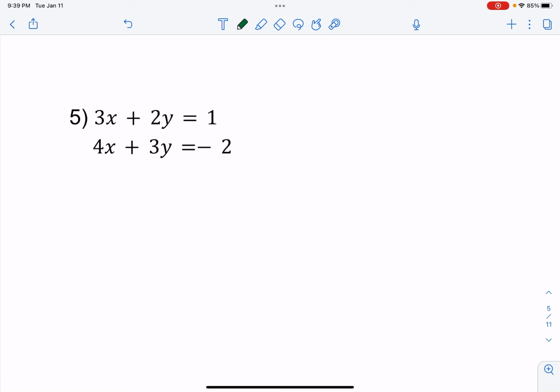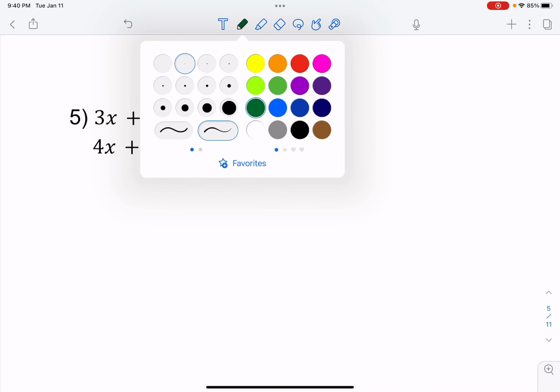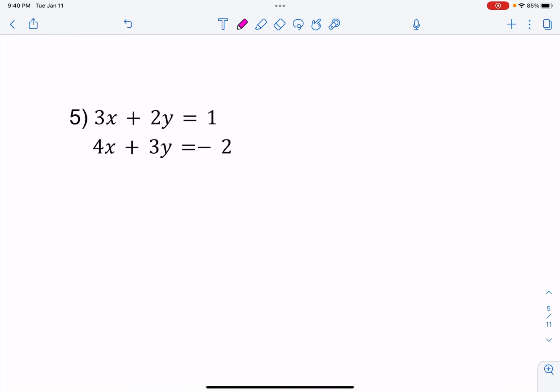So again, the greatest common multiple there is 6. So we would have to do 2 times 3 and 3 times 2. So no matter what we choose to do here, we are going to have to multiply both equations by a number in order to eliminate. So I'm going to choose y. I want to try and get y to go away.